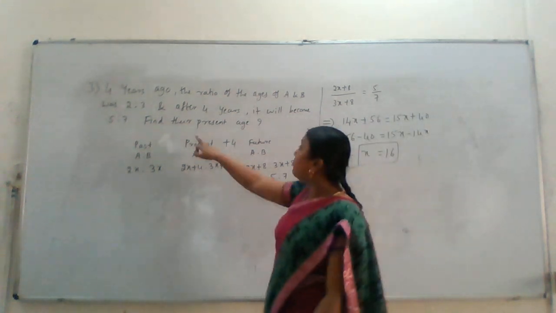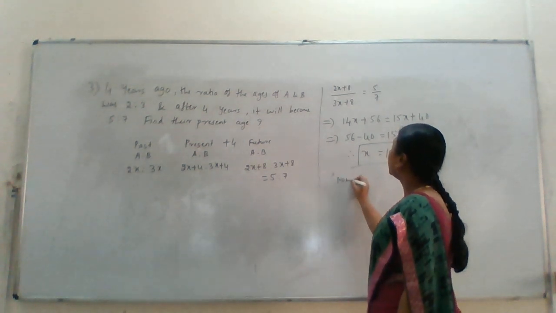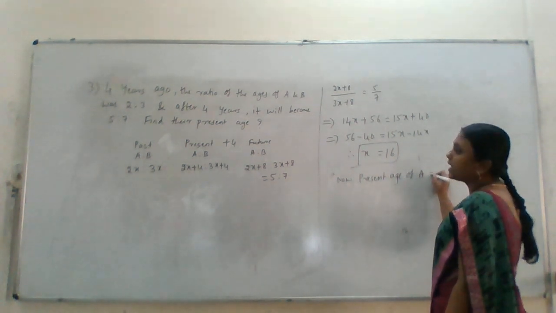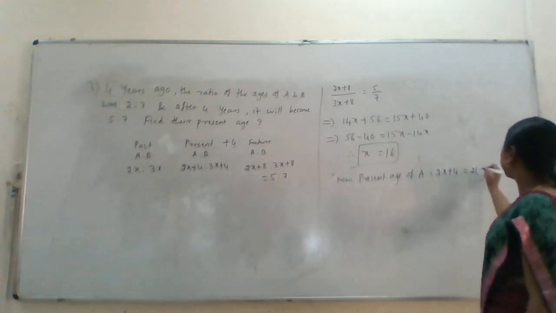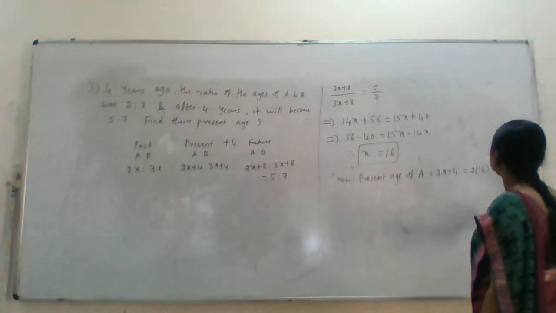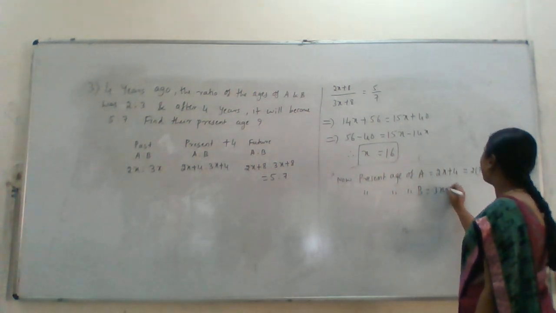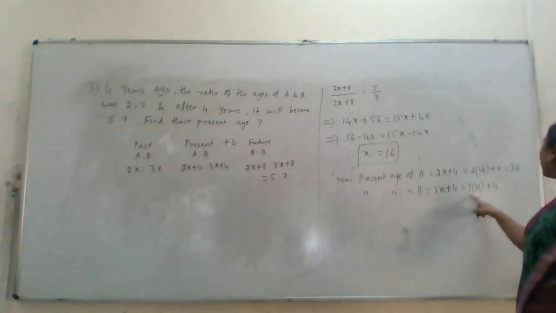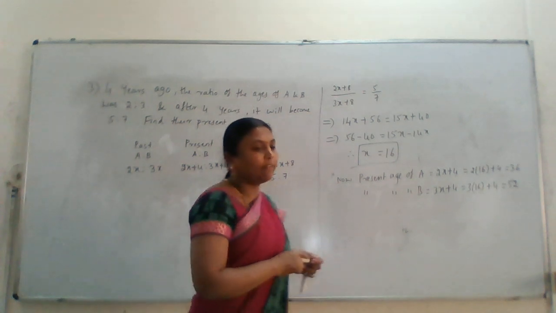Now your question is to find their present ages. Present age of A is 2x plus 4, so 2 into the x value 16, that is 32, plus 4, that is 36. Present age of B is 3x plus 4, so 3 into 16 is 48, plus 4, that is 52. So your answer is 36 and 52.